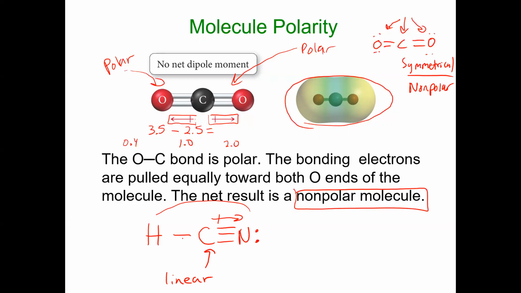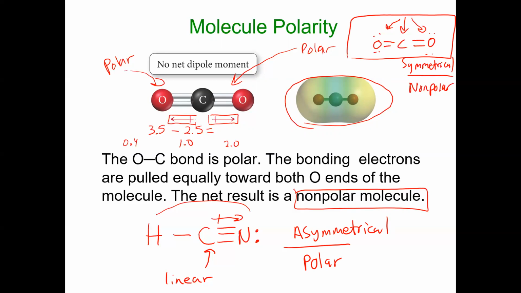The bond between hydrogen and carbon is nonpolar, so I'm not going to worry about it. But the easiest way to recognize that this molecule is actually polar as a whole is that it is asymmetrical. It lacks symmetry. So unlike CO2, where the two groups attached are identical, therefore it's symmetrical and nonpolar, the two groups here are not identical. Hydrogen and nitrogen are not the same. So as a result, this is not a symmetrical molecule and is polar.